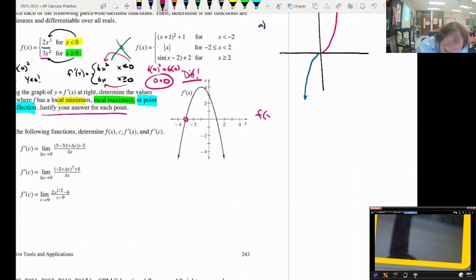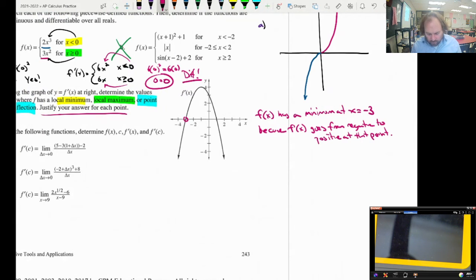I would say f of x goes from negative to positive. So it's going to decrease and then increase, so it's a minimum at x equals -3. And the reason why I know that is because f prime of x goes from negative to positive at that point.